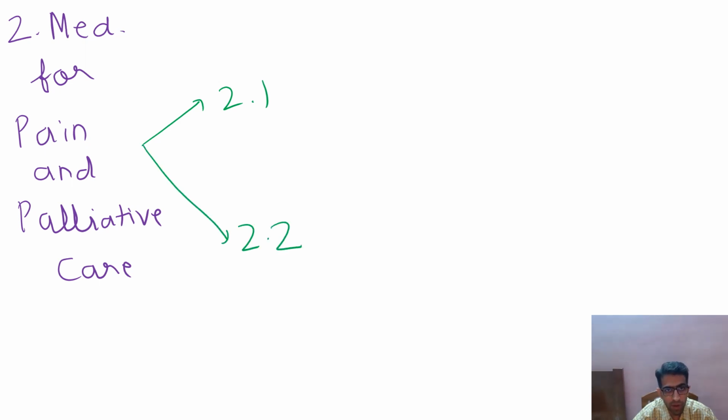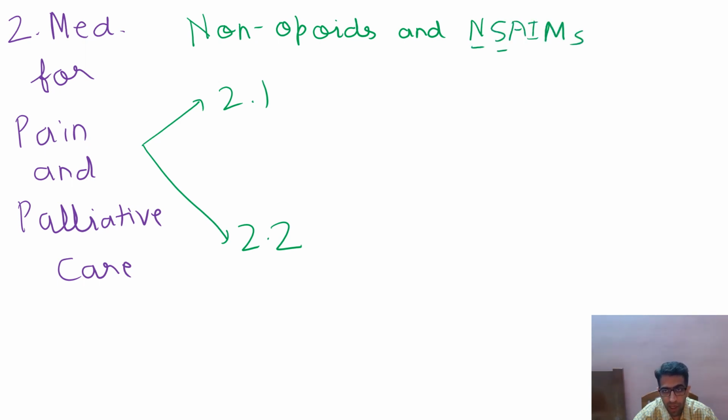In 2.1 we have non-opioids, and now we have a new classification, like NSAIDs is old. It is NSAIMs, non-steroidal anti-inflammatory medicines. M stands for medicines. Non-steroidal anti-inflammatory medicines. Okay, now it is not NSAIDs, it is NSAIMs. Great, excellent. So this is 2.1.